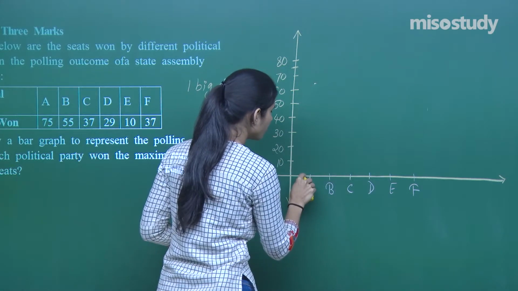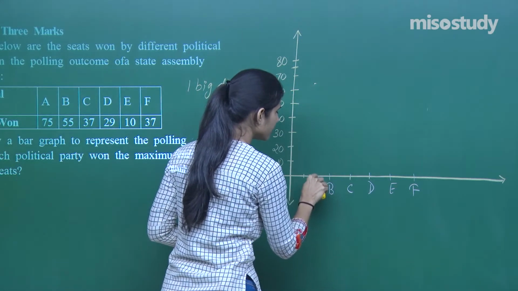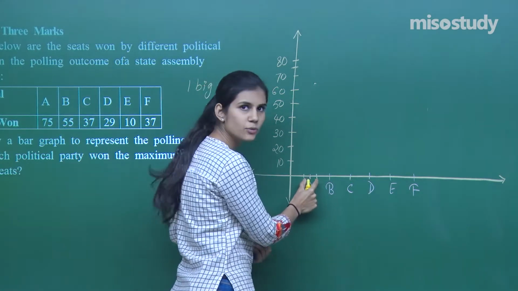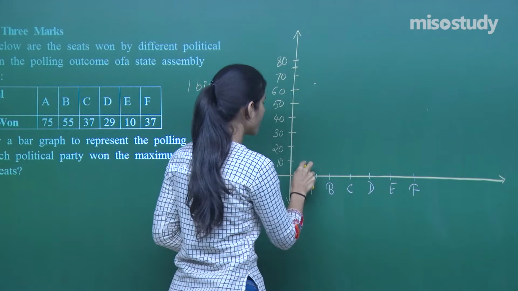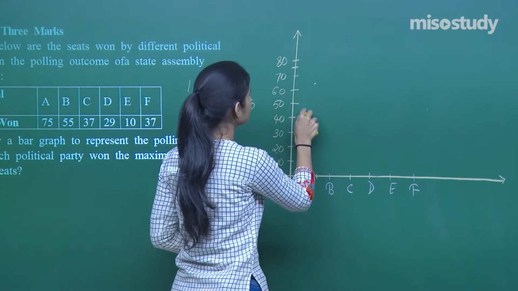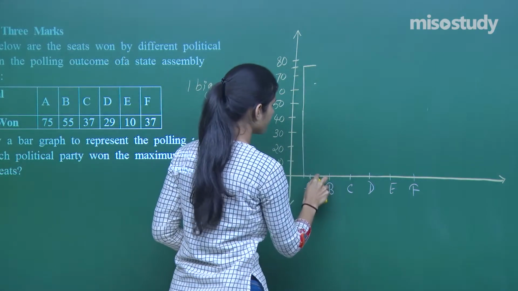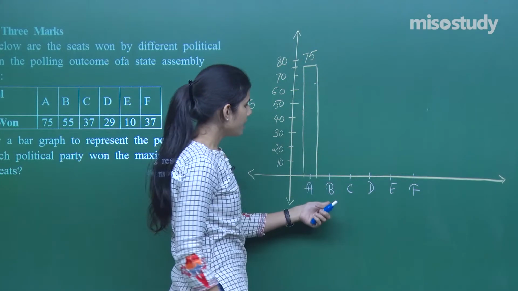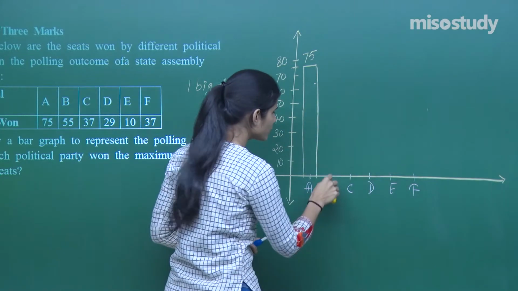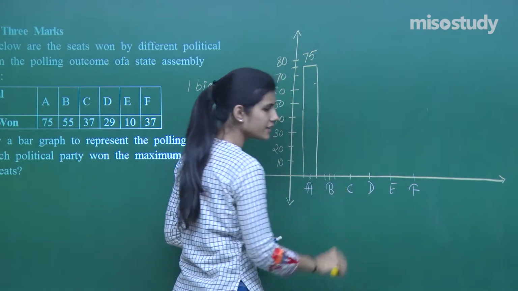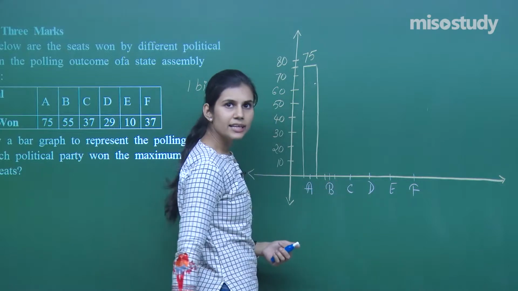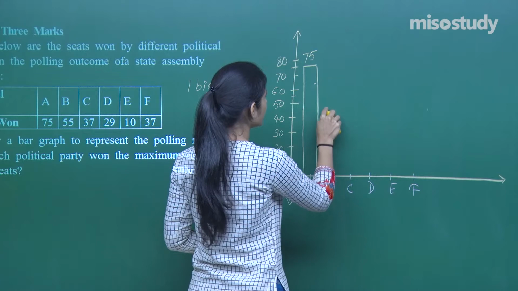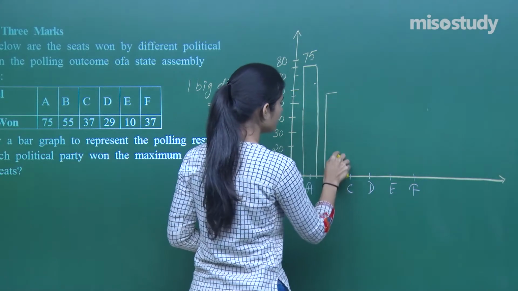Now corresponding to A, I am having 75, so here is 75, right? So what I do, I move back a little and front a little. What I do, I take 0.5 here, 0.5 here, so this exact width is 1, and I draw my bar of height 75. Is it clear? This is 75. Then B corresponds to 55, so I move 0.5 here, 0.5 here. So that exact width of the rectangle again is 1. 55 is somewhere here, so I go and take the height of this rectangle to be 55.